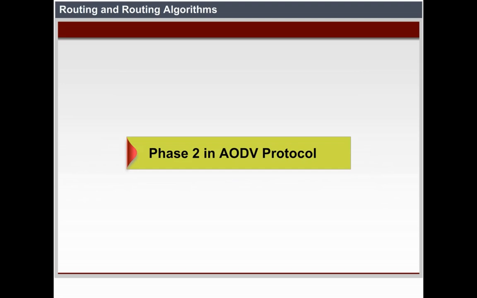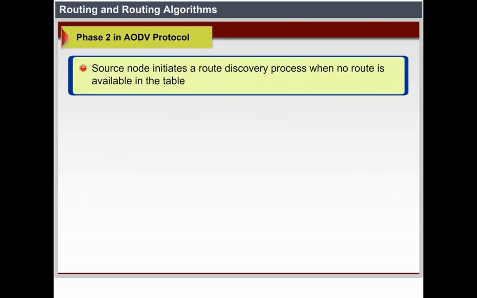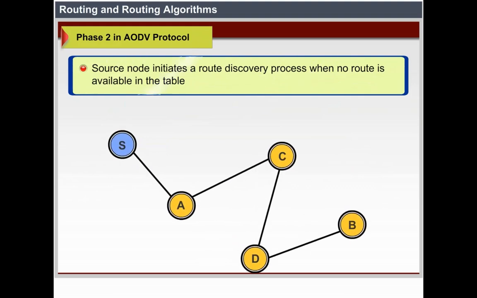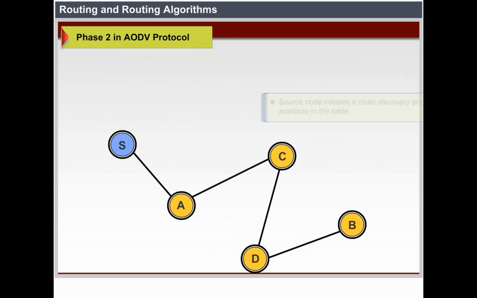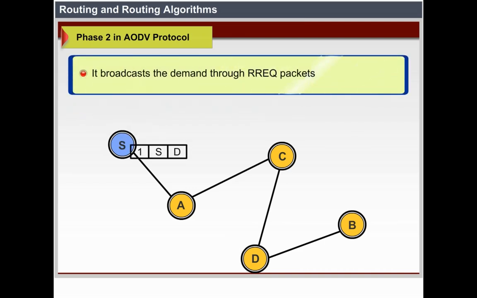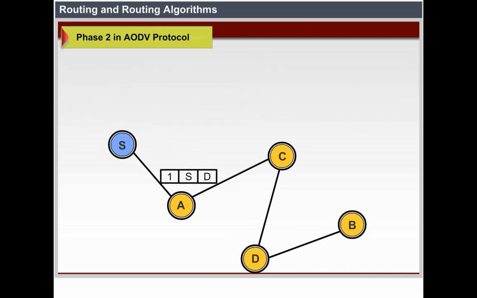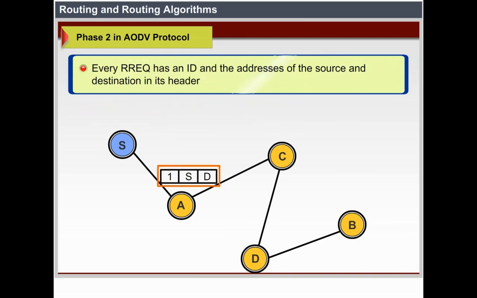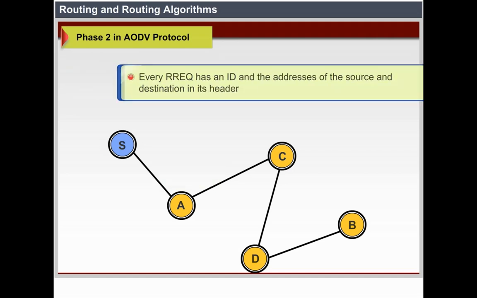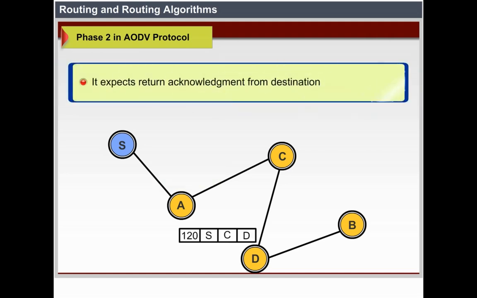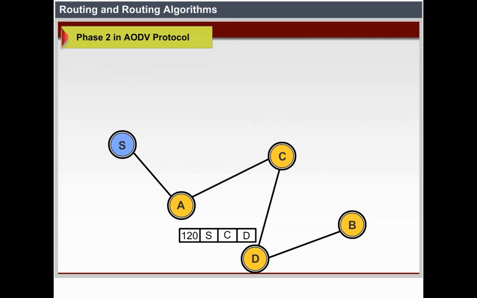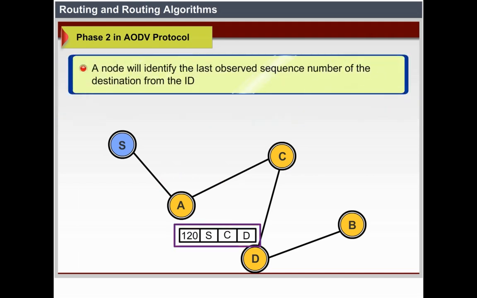Phase 2 in AODV protocol. The source node initiates a route discovery process if no route is available in the routing table. It broadcasts the demand through RREQ packets. Each RREQ has an ID and the addresses of the source and destination in its header. It expects a route reply acknowledgement from the destination. A node identifies the last observed sequence number of the destination from the ID.